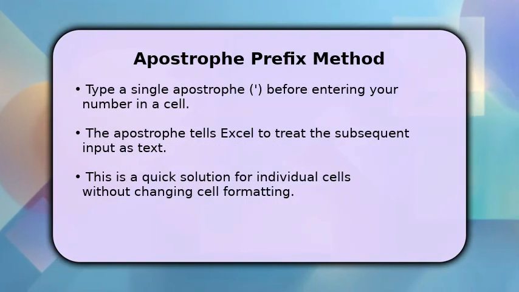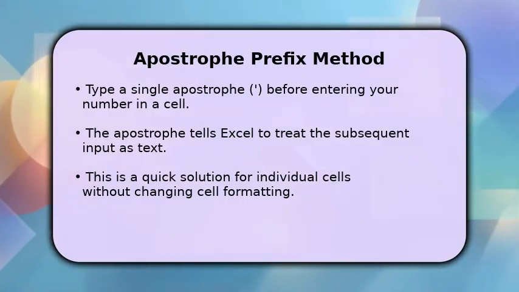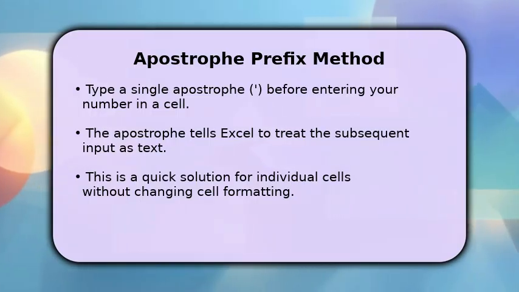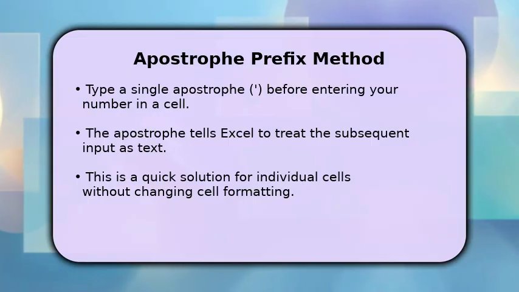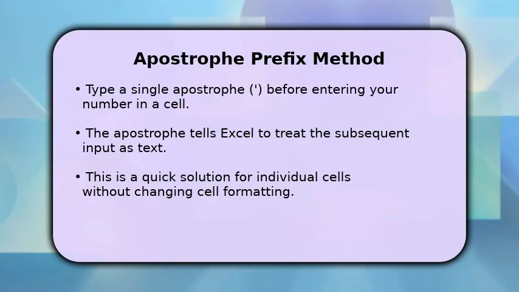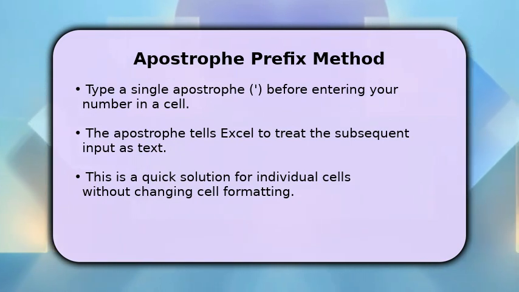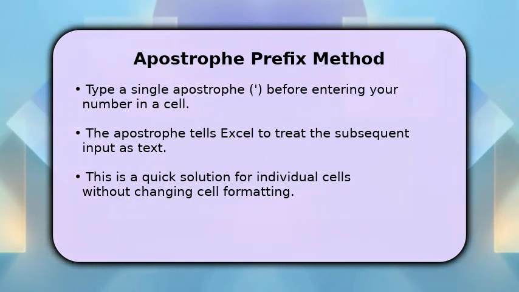Finally, for a quick and easy fix, especially for individual cells, you can use the apostrophe prefix method. Simply type a single apostrophe, which is the character above the tab key, before you enter your number. For instance, type apostrophe 00123. The apostrophe will not be visible in the cell itself, only in the formula bar, but it signals to Excel that the entry should be treated as text. This is a super fast way to ensure your leading zeros are preserved without needing to adjust any cell formatting.